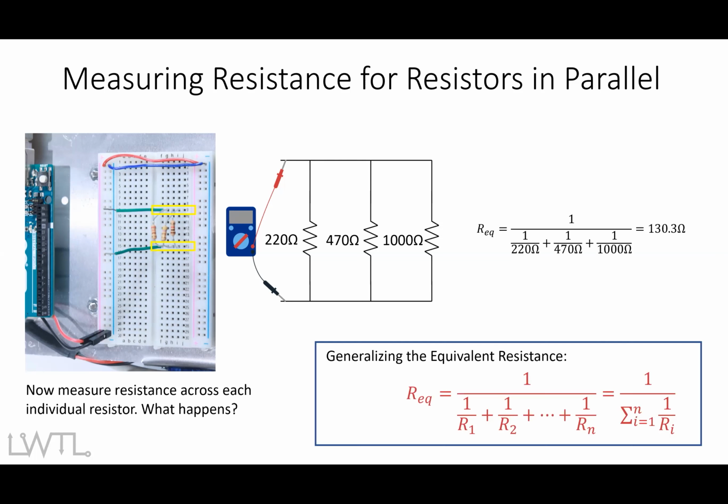And so that gave us, for our physical measuring, 129.1 ohms. If we use the full 220, 470, and 1000, you would have gotten 130.3 ohms. Generalizing that into an equation, you can see here the equivalent resistance is 1 over the summation of 1 over resistor 1 plus 1 over resistor 2 plus 1 over resistor 3, for however many resistor values that you have.